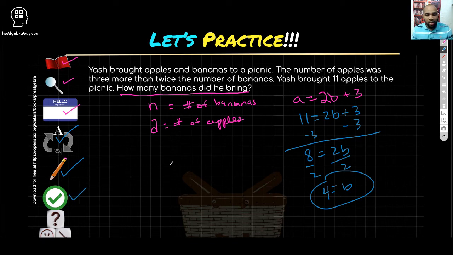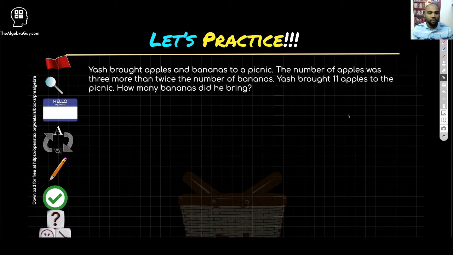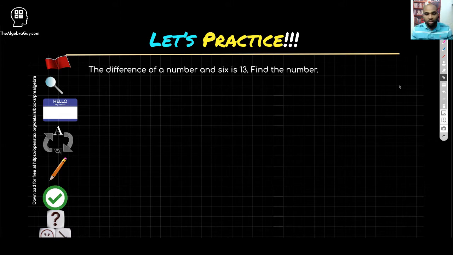So we checked it. Now we got to put it back into answer the question. How many bananas did he bring? We don't want to leave it like this. We want to say he brought 4 bananas. I would normally say, if I want to do the whole thing, he brought 4 bananas. Okay. Next one.